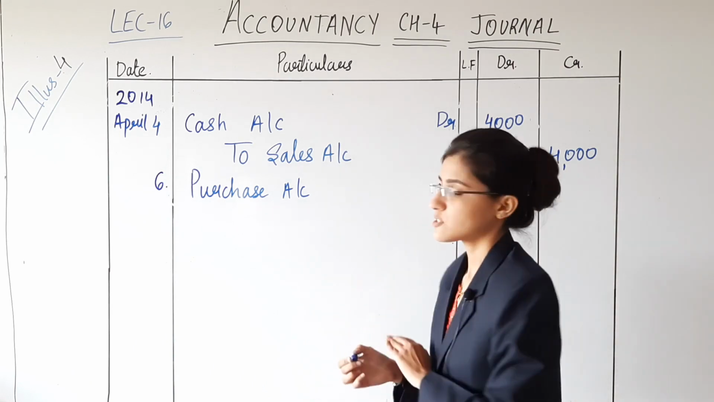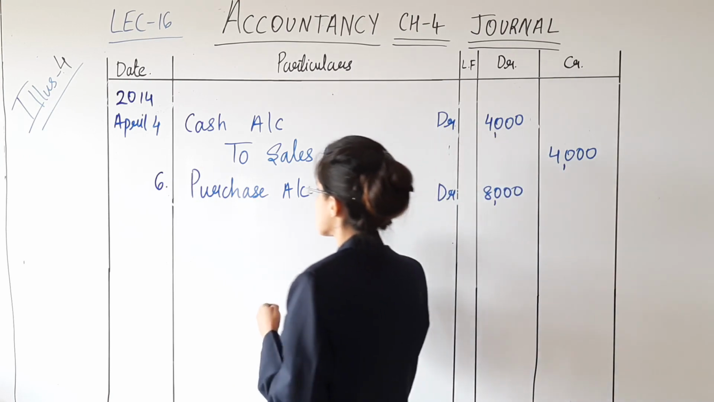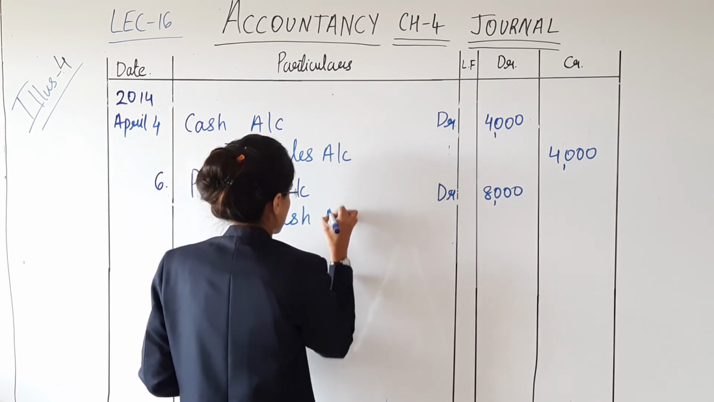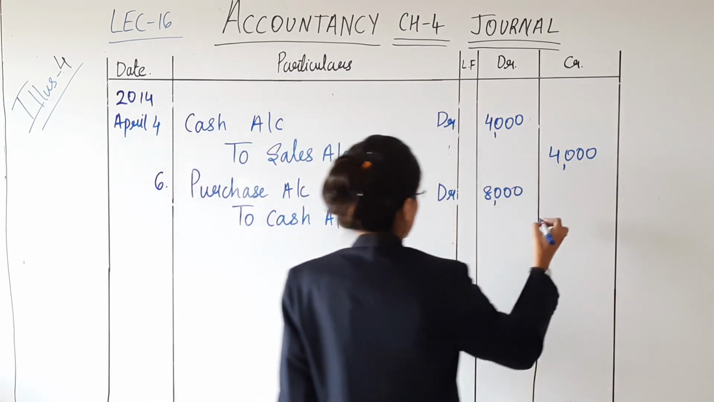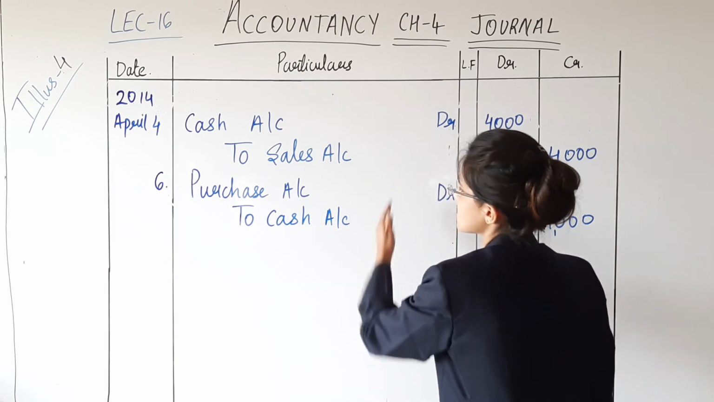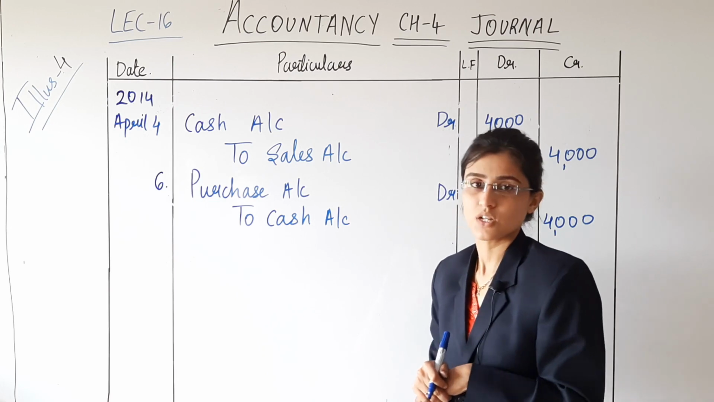How much amount has been paid in cash? Half, 4,000. So cash goes out. Credit what goes out. So cash account 4,000. This way the transaction is half cash transaction. That means the remaining half is a credit transaction.